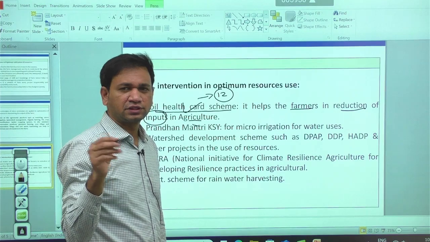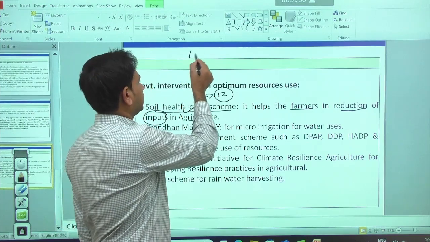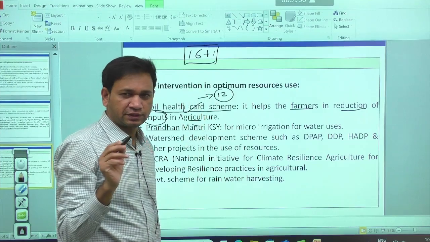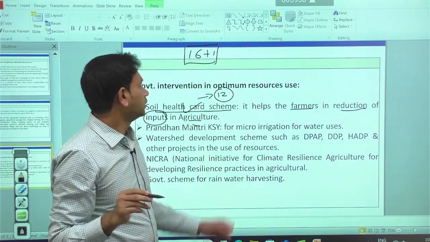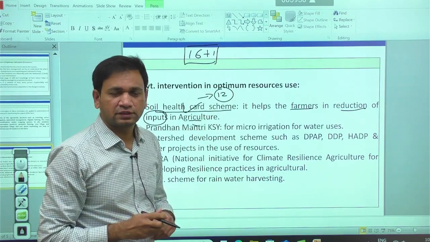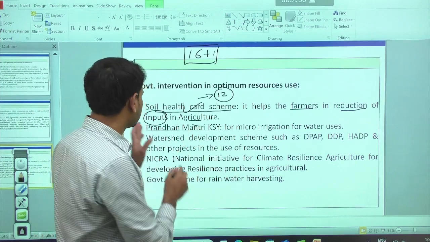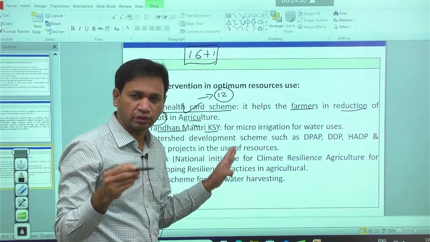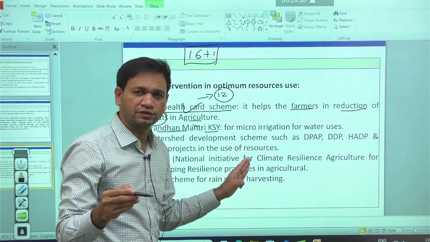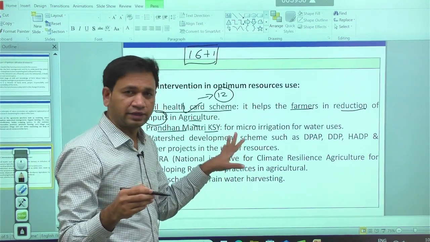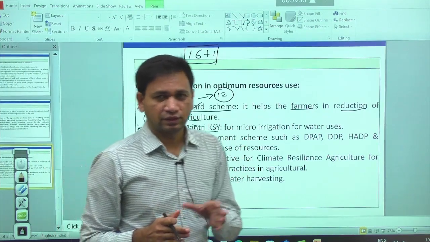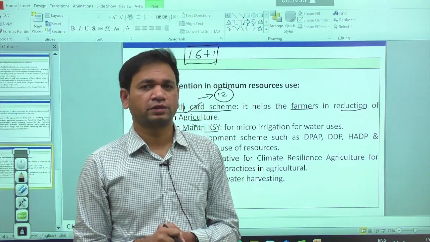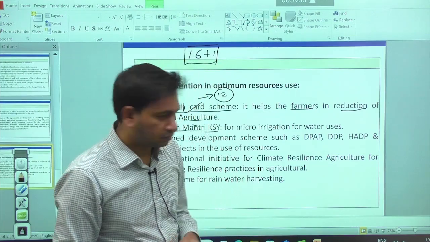We have the essential elements; there we have 16 plus 1. The latest one is nickel. The 16 plus 1 was suggested by Arnon and Stout in general. Another one is the Pradhan Mantri Krishi Sinchai Yojana. In order to promote micro irrigation and water use efficiency in different areas, Rajasthan is the largest state with more penetration of micro irrigation, followed by Andhra Pradesh, Karnataka, and Maharashtra in general, right?